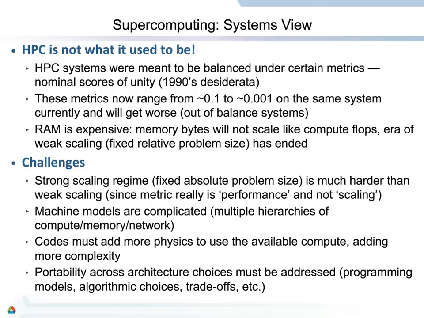Now this is much harder to deal with than weak scaling, since the metric really is now performance and not simply scaling. So it used to be in the past, as long as your code more or less worked and you could keep the communication costs under control, you could weak scale. But that is not going to be true anymore. So much harder in the future.